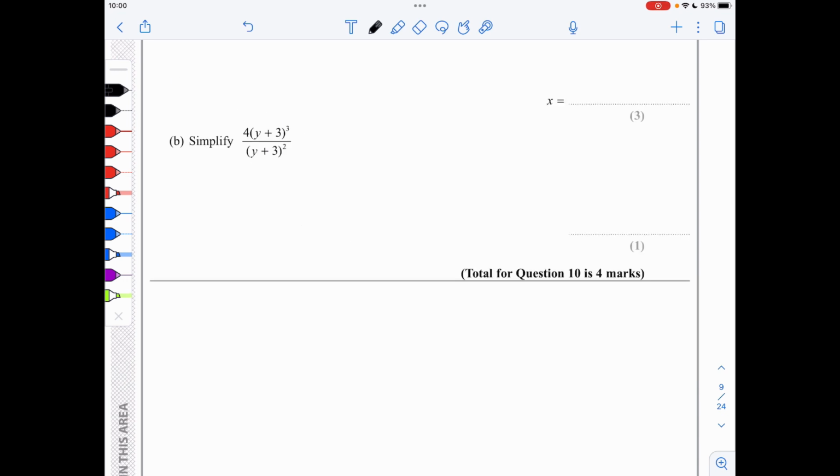In B, we need to simplify 4(y plus 3) cubed over (y plus 3) squared. So the (y plus 3) cubed with the (y plus 3) squared simplifies, leaving a (y plus 3) in the numerator. So this is 4 brackets y plus 3, which we could further expand. It's not necessary, to give us 4y plus 12.